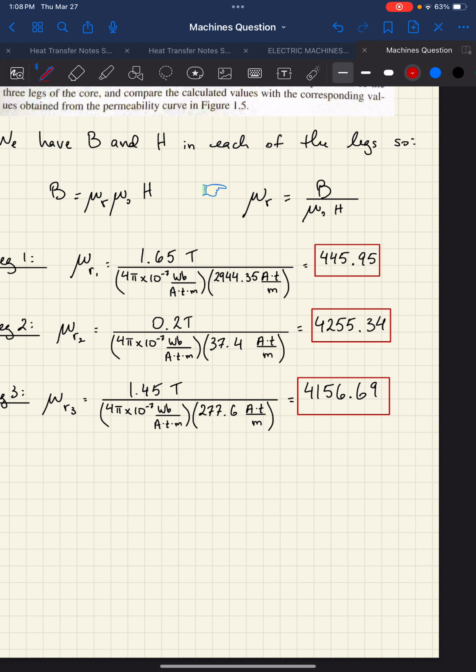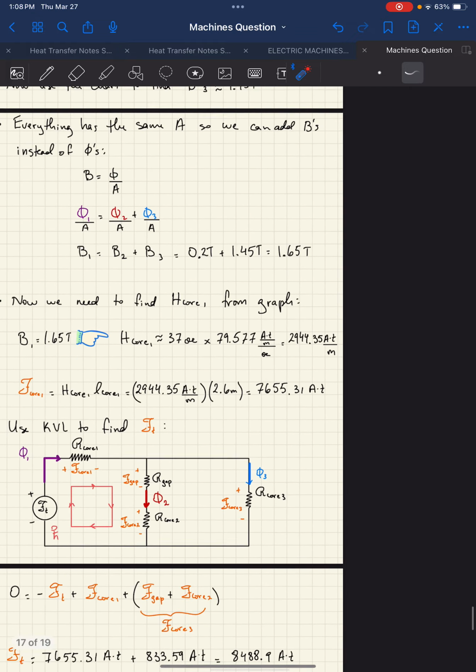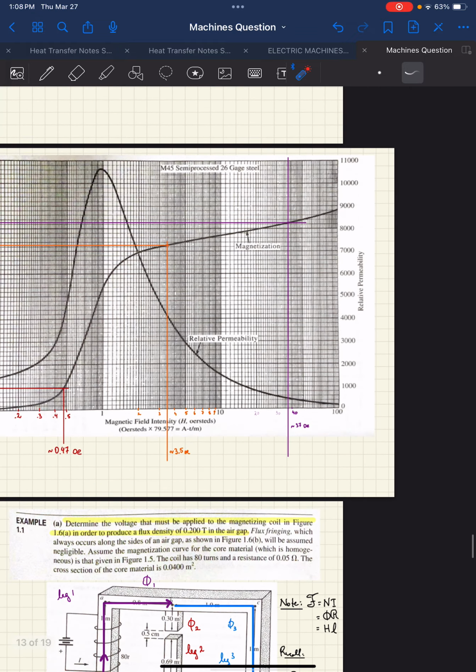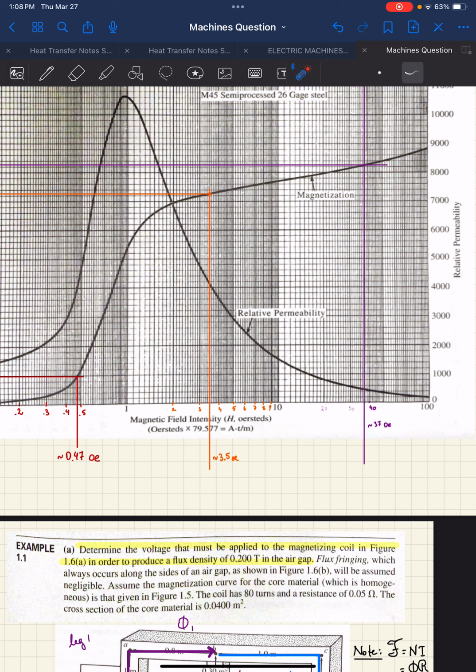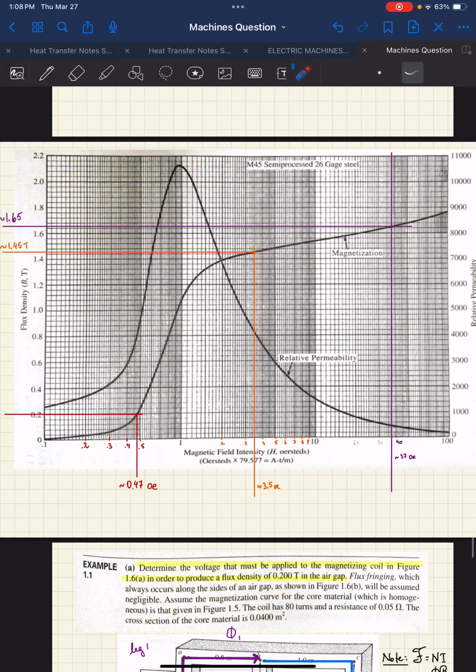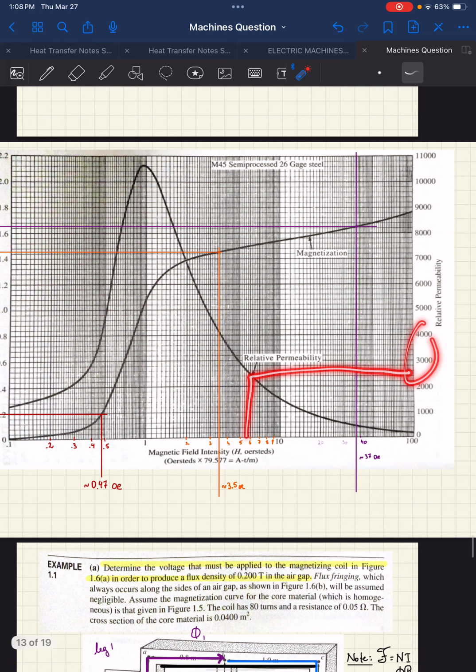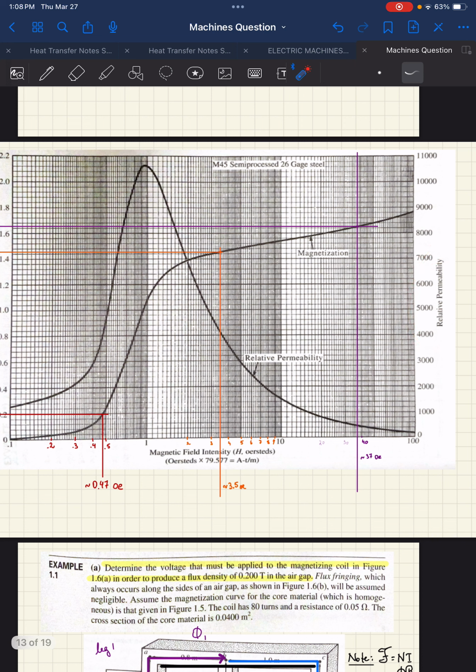I find this for part B to be the easiest way. If you want to do it the graphical way, you could. The math is not that difficult, but if you prefer the graphical way, you just take the H for all the legs, convert it to Ørsteds, and then once you have the Ørsteds for all the legs, you find where the Ørsteds cross with the other curve, which is the relative permeability curve. You should get roughly the same values. Where are you going to read the y values? Let's say you're over here, you read them on this side, relative permeability.